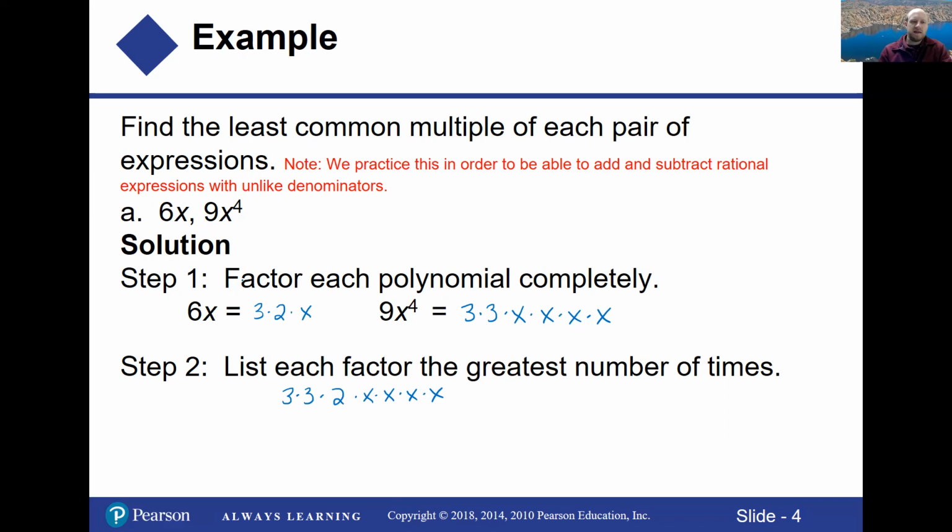So you know that your LCM is going to have an x to the fourth. And then from there, it's just figuring out what the LCM of 6 and 9 is. And we know that that would be 18. And we had that in the last example on the last slide.